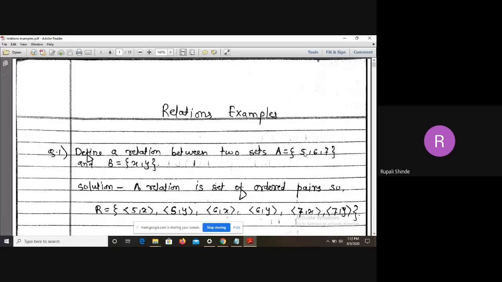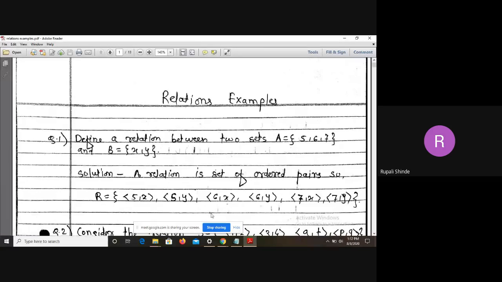Now consider the first element from set A. That element is 5. So we can write ordered pair as (5, x), (5, y). Now next element is 6. So we can write ordered pairs as (6, x), (6, y). And then last one is 7. So (7, x) and (7, y). So collection of all these ordered pairs forms a relation R. So in this way we can define any relation from given sets.